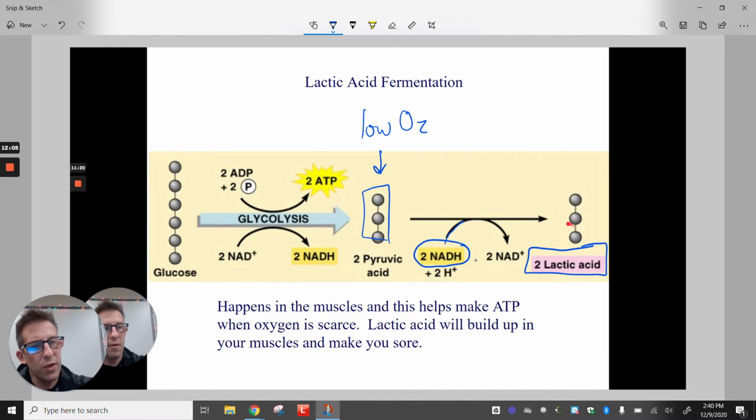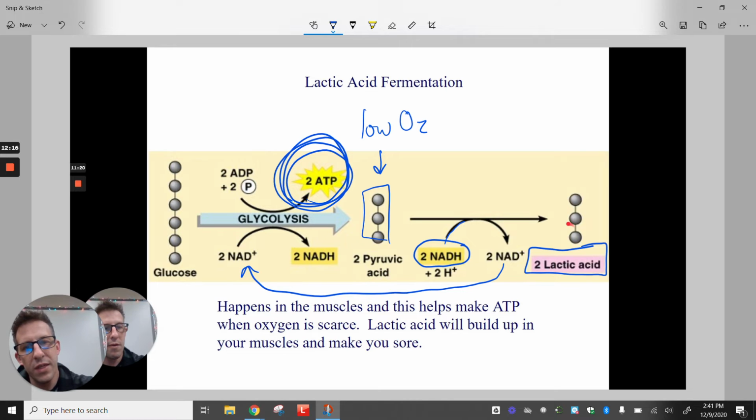But the critical thing here is that we have regenerated our NAD+, okay? So it can be reused in glycolysis, and we can continue to create little bits of ATP as a result. And this is what's keeping us alive. Okay? Now, if we don't stop and get oxygen soon, we will die. We will run out of the ability to even do that.